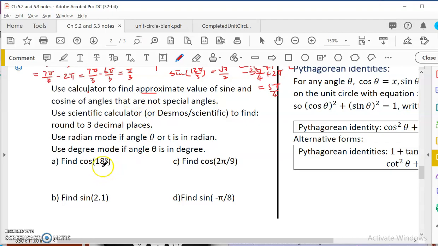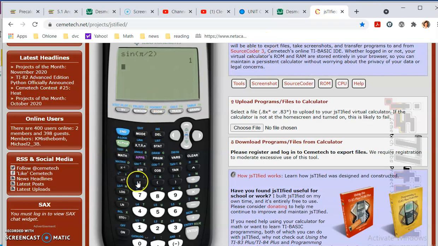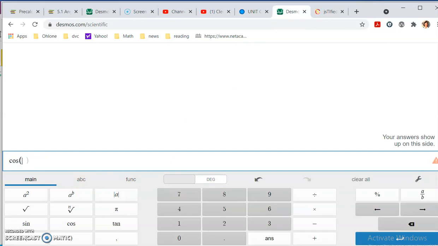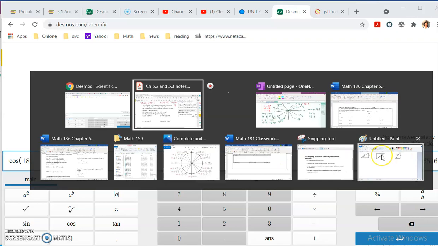Let's actually do cosine of 18. 18 is in degrees, so I have to change it to degree mode, and then quit. Now when I enter cosine of 18, it would be 0.9511, rounded to 4 decimal places. And here I can change it to cosine of 18 again, 0.9511.